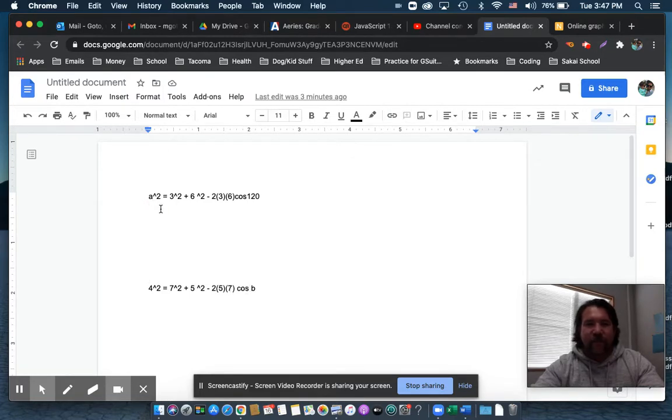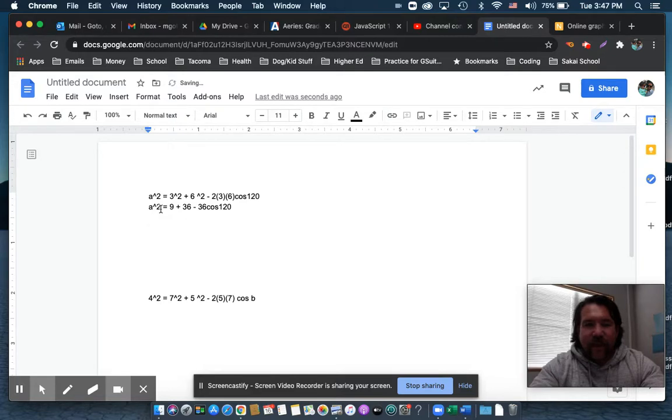So let's go ahead and do this one first. So a squared equals 9 plus 36 minus 2 times 3 is 6 times 6 is 36. Cosine of 120, right? And then we would have 9 plus 36, so we'd have a squared equals 9 plus 36 is 45 minus 36 cosine of 120.